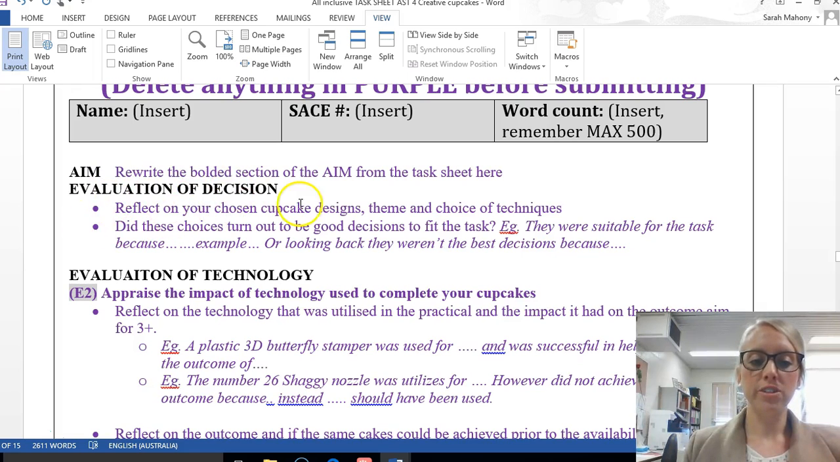So reflect on your chosen cupcake designs, the theme, and the choice of techniques that you used as well. Did they turn out to be good choices to fit the task because they met this and this criteria? Or were there some components that perhaps were not the best choice, and explain the reasoning for that.